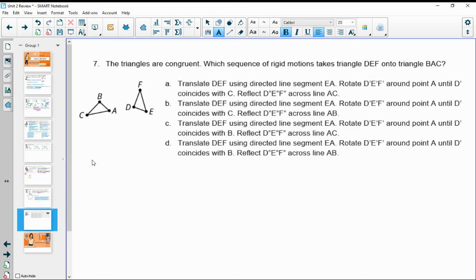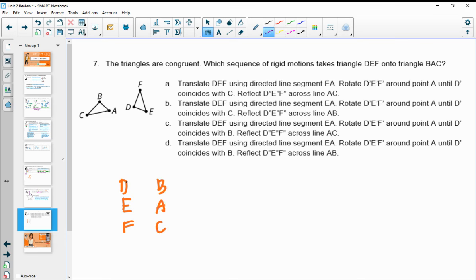All right, then number 7 just has us looking at these different sequences to see which one will take A, B, C onto D, E, F. Make sure that you're recognizing that they give you that we should be taking D, E, F to B, A, C. So they're telling us what needs to land on what. D needs to land on B, E needs to land on A, F needs to land on C.